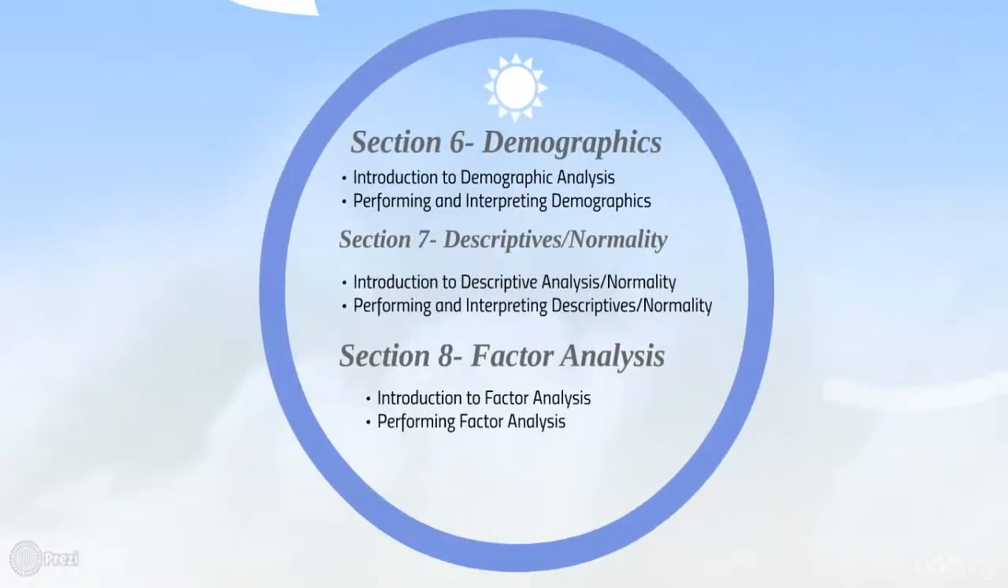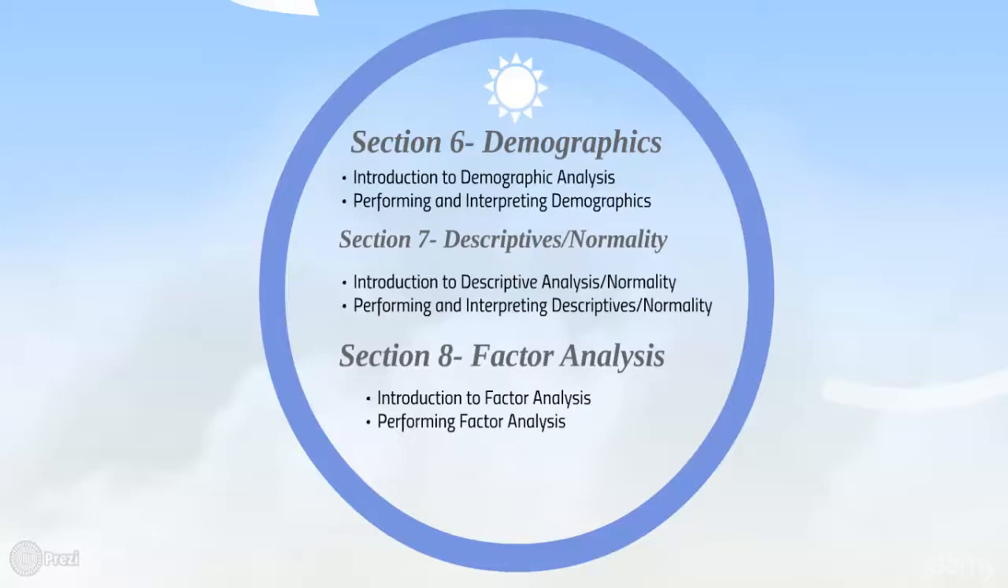and interpret reliability as well in the form of a table that is actually an APA format table. In section number 6, we are going with the introduction of demographics and then performing and interpreting demographics. In section 7, descriptives and normality, there is an introduction to descriptive and normality analysis, and then we are going to perform and interpret descriptives and normality.